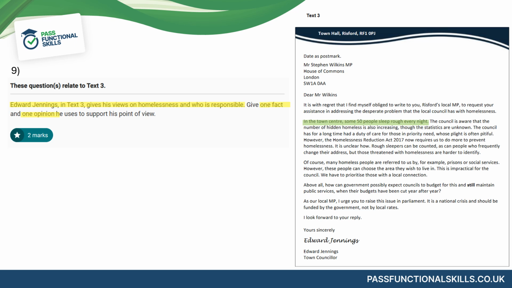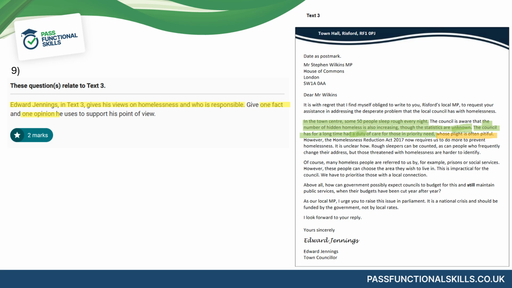In the next sentence we've got the council is aware that the number of hidden homeless is also increasing, though the statistics are unknown. That is also a fact. The number of hidden homeless is increasing, but they don't know the statistics. It's verifiable that they don't know the statistics. We could prove that to be true. We've got another fact here, the council has for a long time had a duty of care for those in priority need. However, within that same sentence, we've got an opinion: whose plight is often pitiful. This is an opinion. It's not something that we can prove to be true. It's based on someone's thoughts or feelings. That word pitiful is linked to an emotion, so we can't prove that to be true.